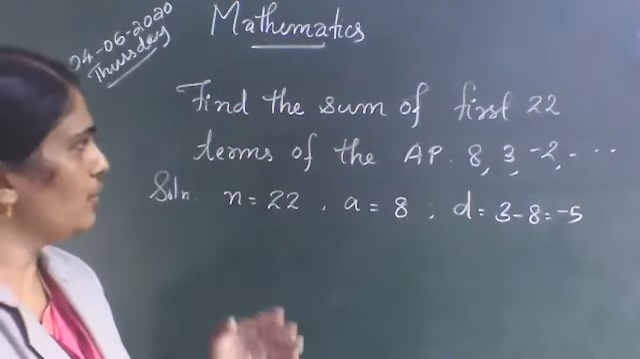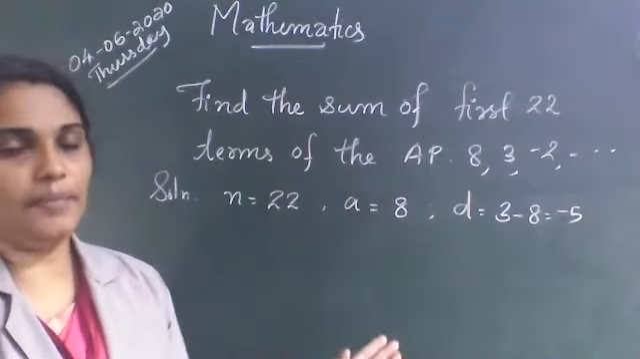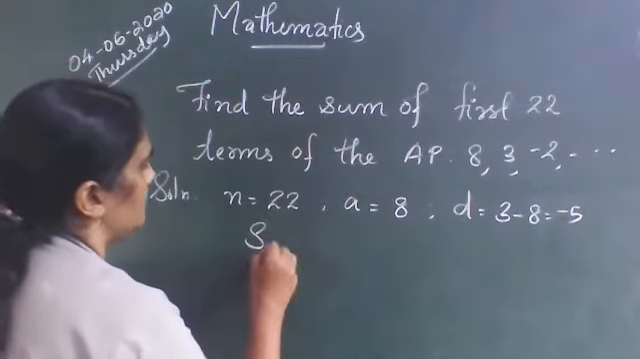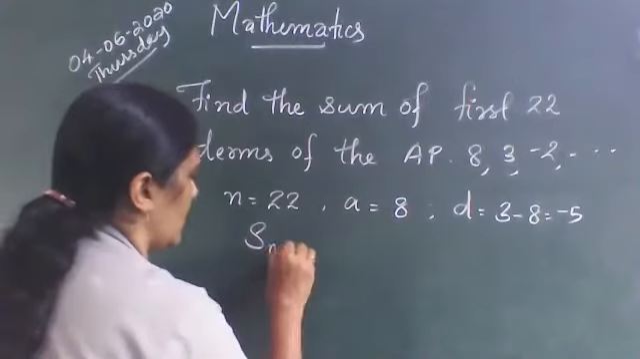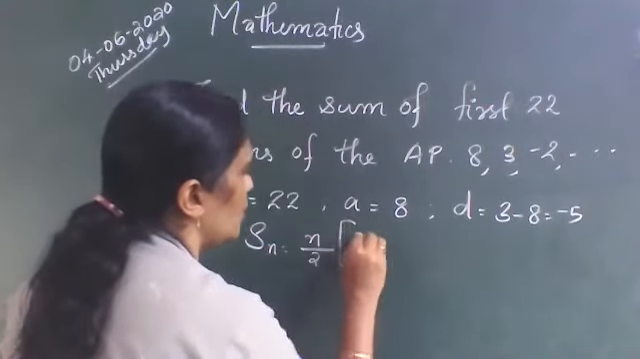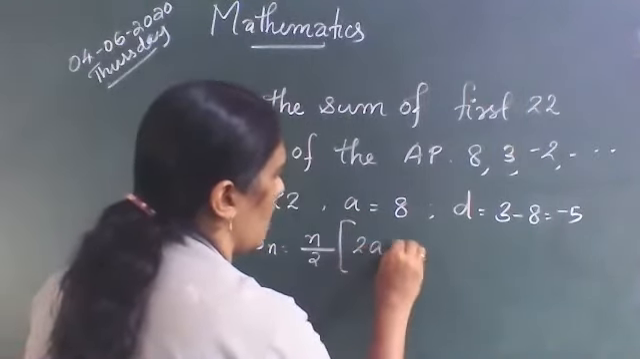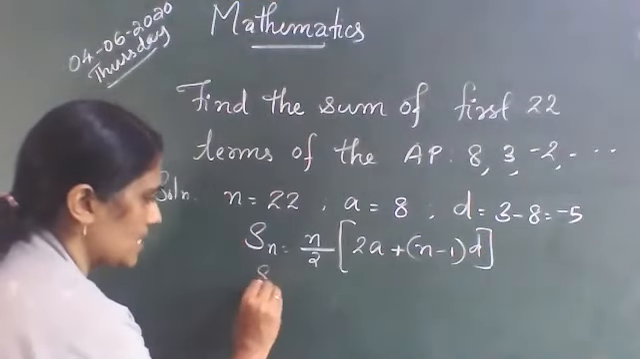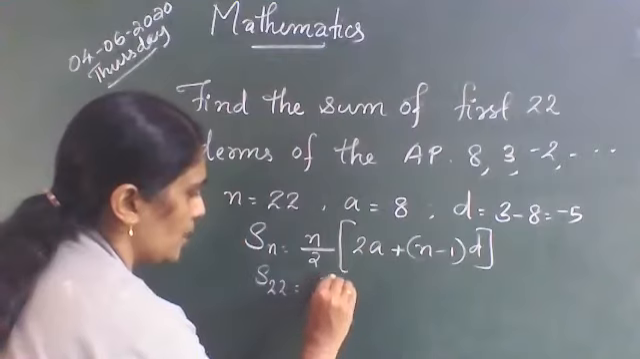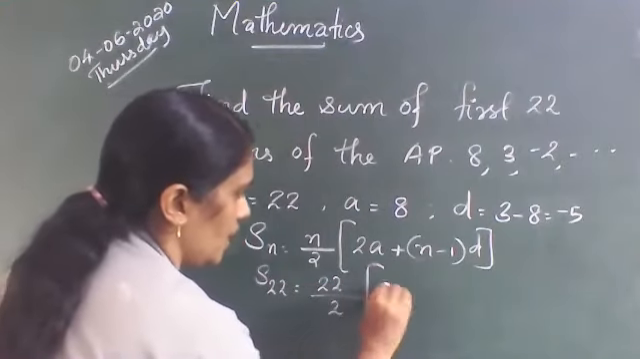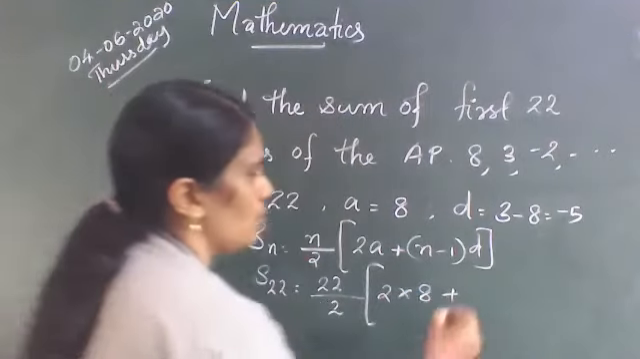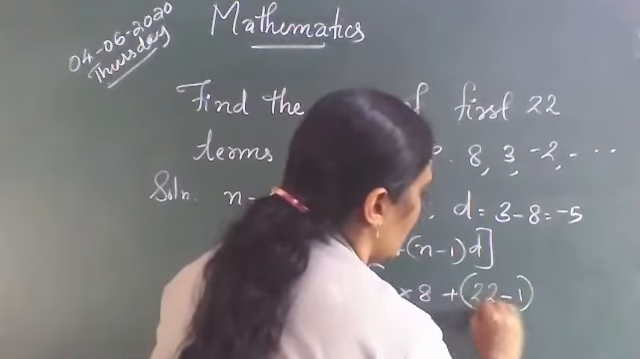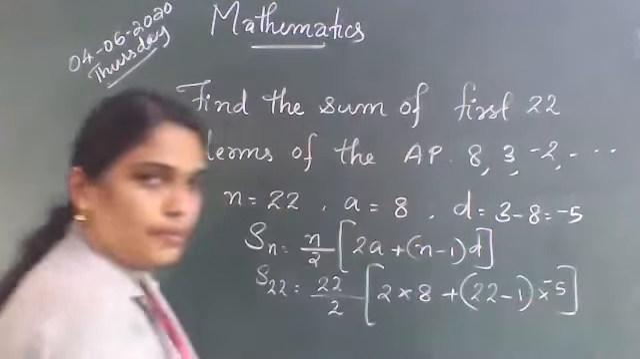Now I am going to find the sum of the first 22 terms using the equation. First of all, we write the equation. Sn is equal to n by 2 into 2a plus n minus 1 into d. Here n is equal to 22. So S22 is equal to 22 by 2 into 2 into a, which is 8, plus 22 minus 1 into d, which is minus 5.